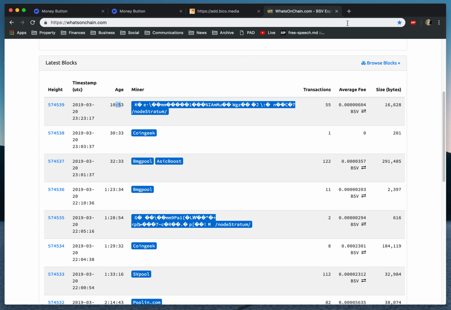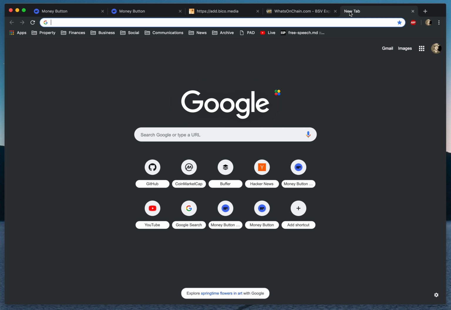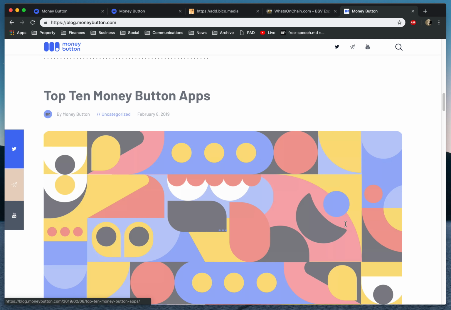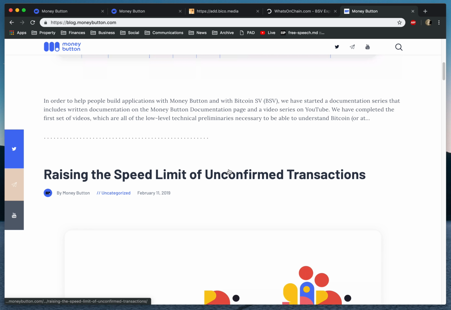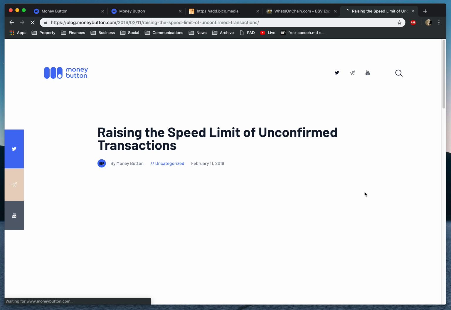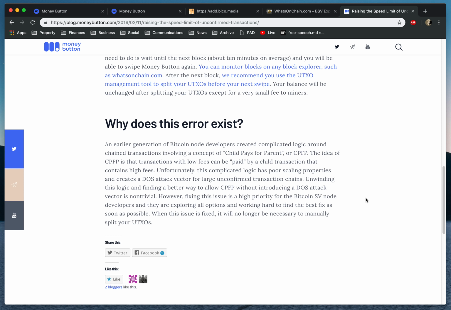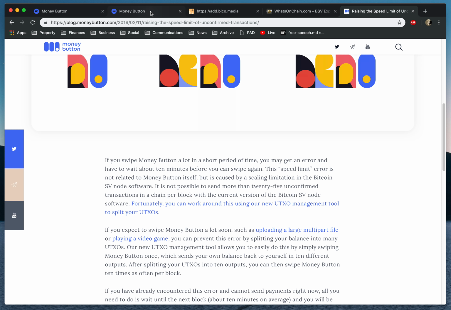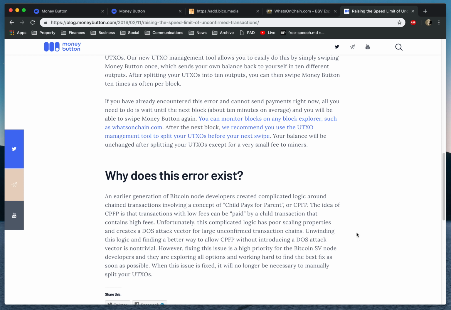And as we wait for this to confirm, let me just go try to find our blog post here where we have this. So on blog.moneybutton.com, we have somewhere in here, right here: Raising the speed limit of unconfirmed transactions. And this kind of explains some of it, why this error exists. I think I probably just explained more in this video than we had previously explained in this blog post. But in any case, you get the idea.